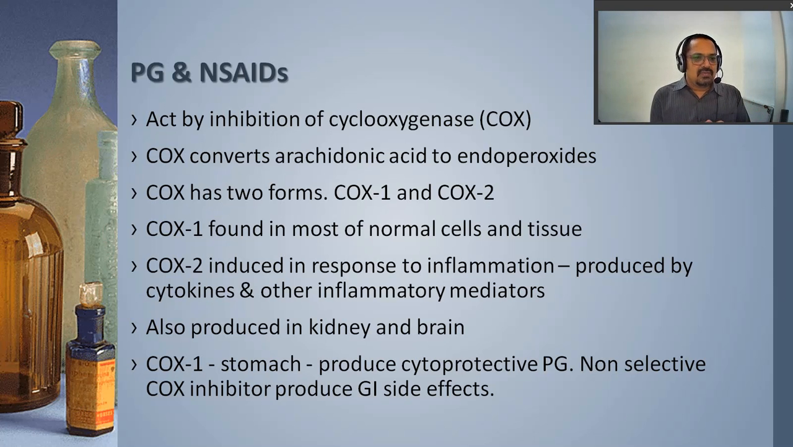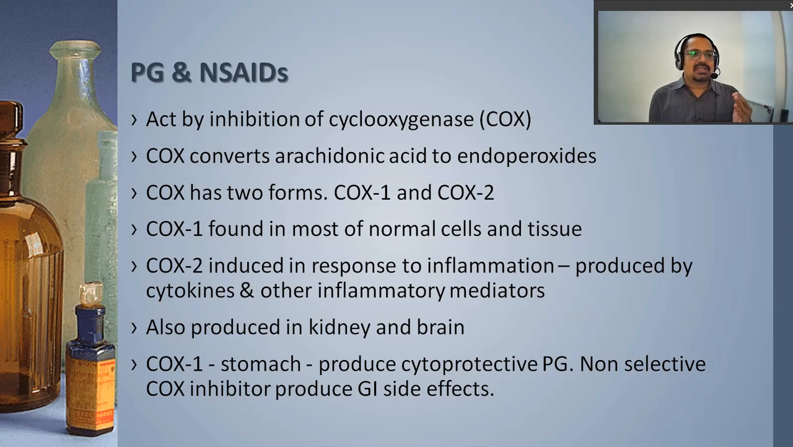COX-1 is generally found in normal tissues, whereas COX-2 is responsible for inflammation. So they are responsible for cytokine and other inflammatory mediator production. So COX-2 is more important as far as inflammation is concerned, whereas COX-1 is normally present in our body, and most of the time this COX-1 is responsible for cytoprotective action. So it produces the prostaglandin which is responsible for the protection of the cells. So this prostaglandin is playing a dual role. They protect the cell as well as act as inflammatory mediators.